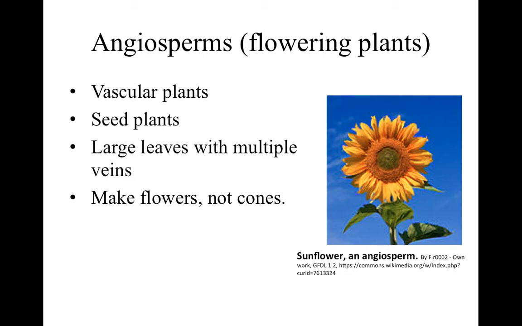The final group is the group we are most familiar with. It is called the angiosperms, and these are the same thing as the flowering plants. These plants are still vascular plants. They are still seed plants like the gymnosperms. Like the gymnosperms and ferns, they have large leaves with multiple veins. However, the big difference between them and the gymnosperms is that they make flowers, not cones. And we'll talk more later in the semester about what exactly a flower is and what makes flowers especially useful for plants.